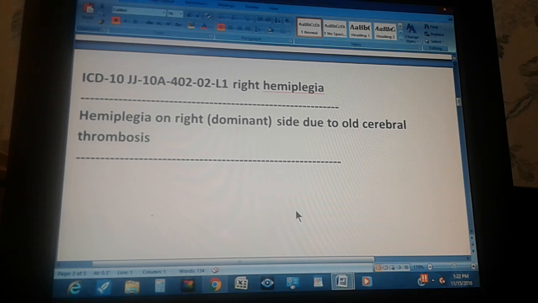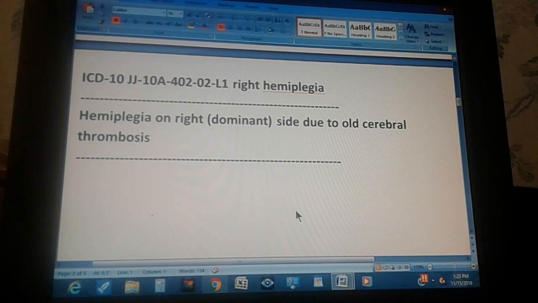ICD-10 guidelines, page 402, exercise 2, and this is a level 1 exercise, and the title is Right hemiplegia. The text reads: Hemiplegia on right dominant side due to old cerebral thrombosis. And when they say dominant, you know that it is because the person is right-handed, right? The right for a right-handed person is the dominant side. Okay, so that is the diagnosis.